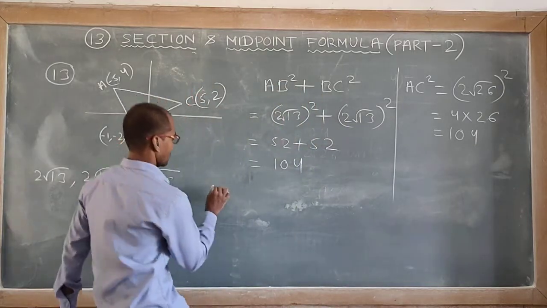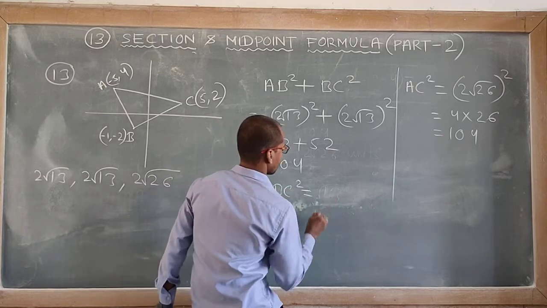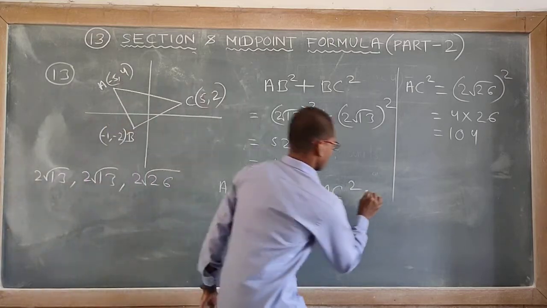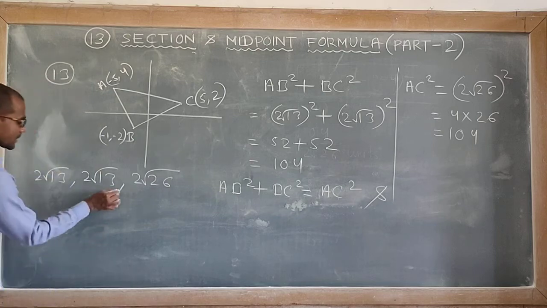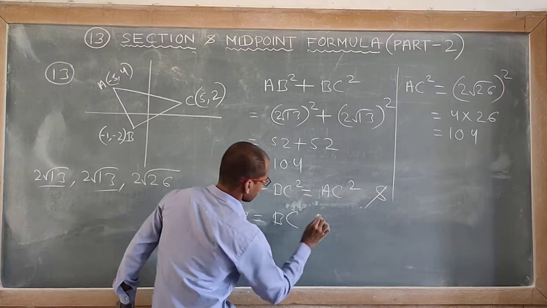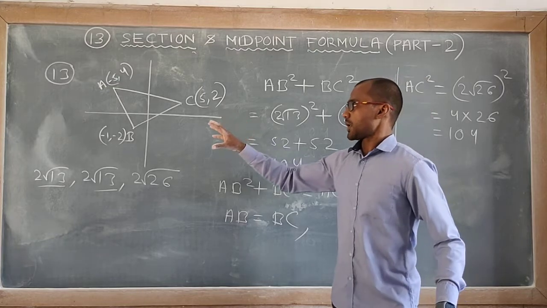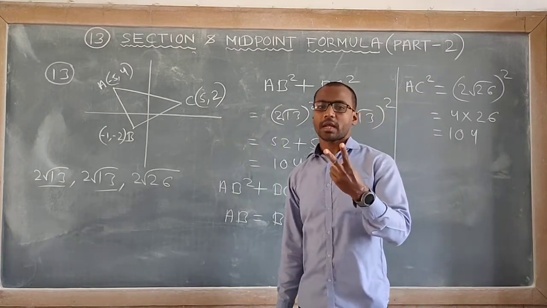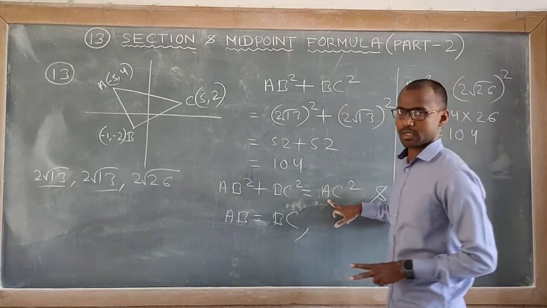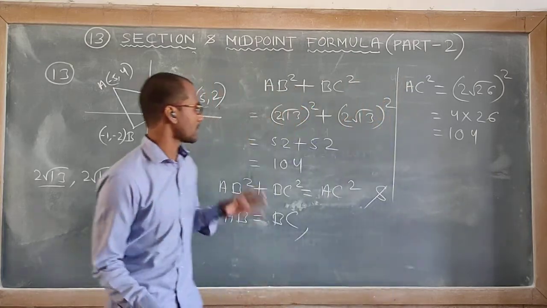So we get AB square plus BC square is equal to AC square. Correct? Pythagoras theorem is applicable here, and the two sides are equal. You can see two sides are equal. AB is equal to BC. So, hence ABC is an isosceles right angle triangle. Isosceles because AB equal to BC, and right angle because Pythagoras theorem is applicable here. So ABC is an isosceles right angle triangle. Ready? So this is the first part.